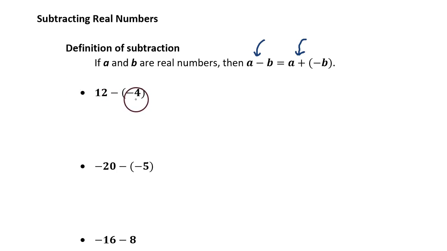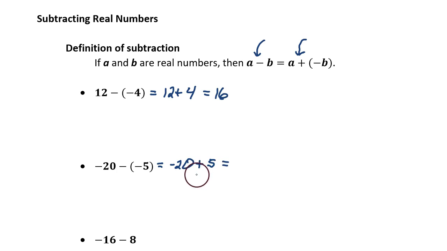First example, 12 subtract negative 4. Maybe you know right away that that's 16, but here's why it's 16. This can be rewritten as 12 plus positive 4, which is 16. Next example, negative 20 subtract negative 5. Perhaps you know that's negative 15, but here's why. This can be rewritten as negative 20 plus positive 5.